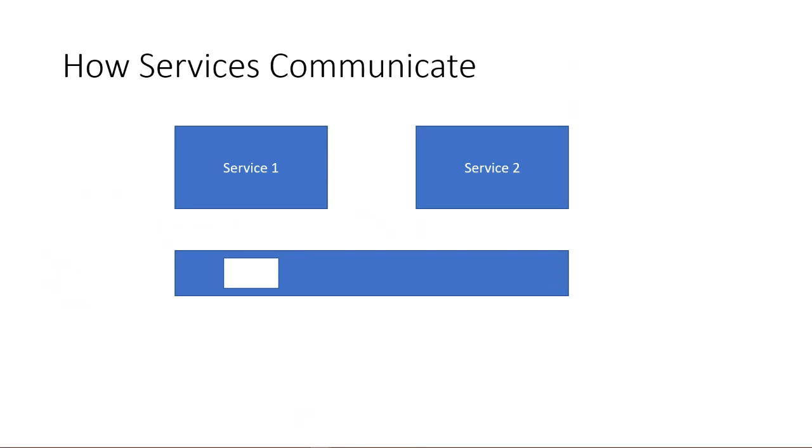Okay, so how do services communicate when we're using a message broker? Because we just said they can't talk to each other. In fact, what happens is a service will communicate with the message bus. So the message bus is this sort of bar at the bottom, and then the second service just picks up that message from the bus.